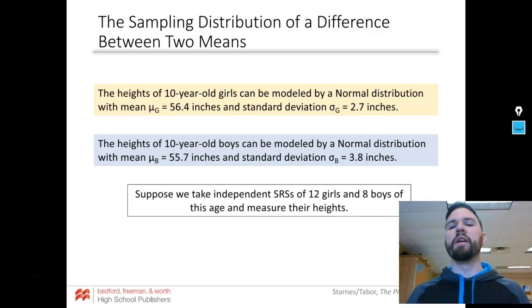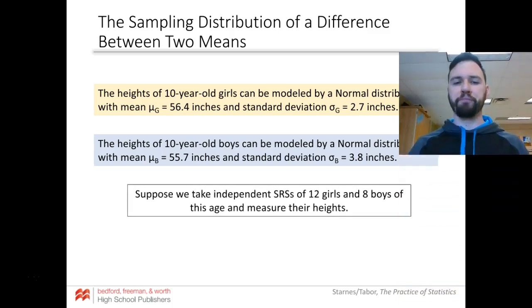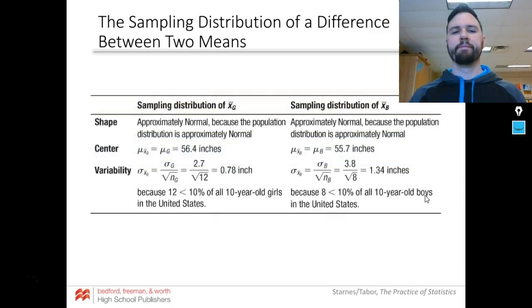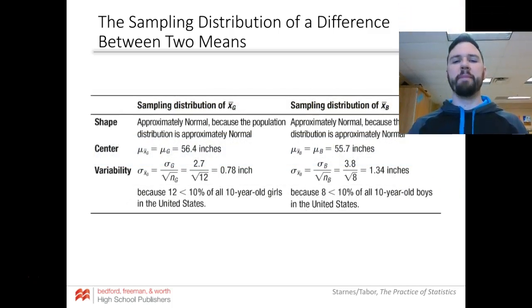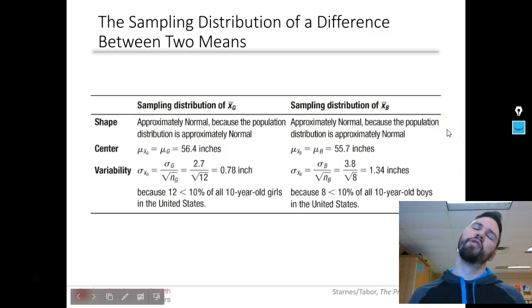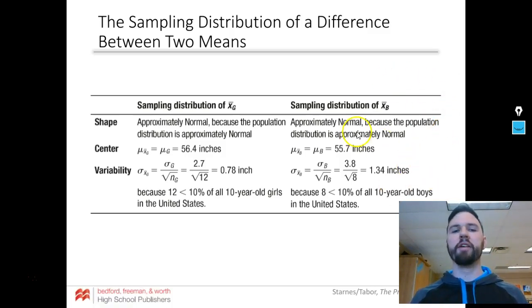So we're going to take an SRS of 12 girls and 8 boys and measure their heights. What do we expect for the shape? Each individually would be normal. We have our mean, we have our standard deviation of the sample, and we pass the 10% rule. And this isn't super important, so we're all good here.